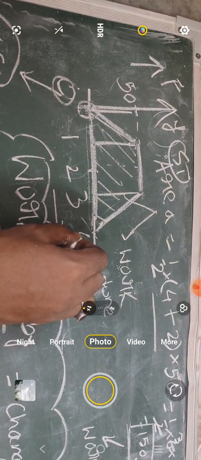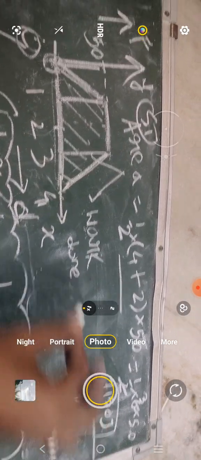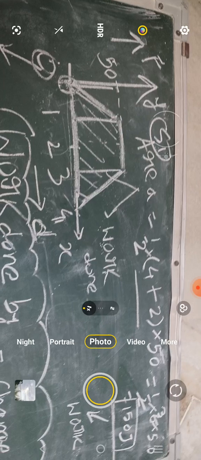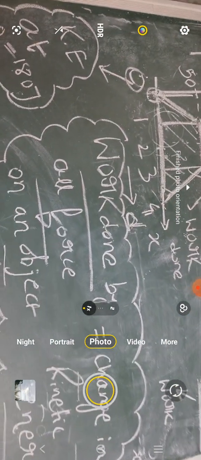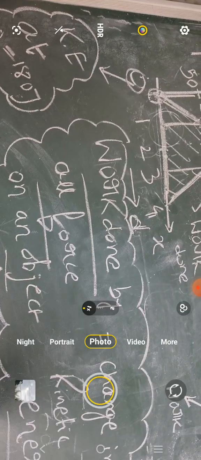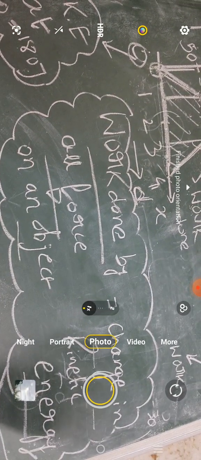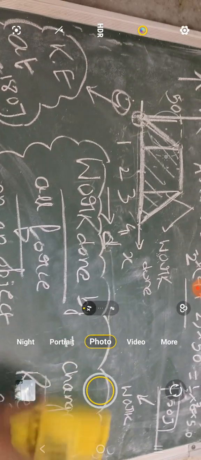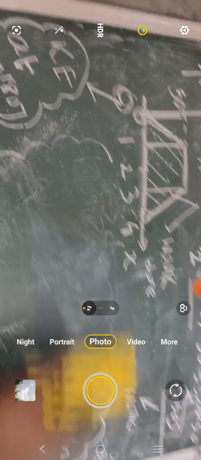How can we obtain it? As we have already got 150 joule of work done within this system, we'll apply the work energy theorem. What is the work energy theorem? Work done by all forces on an object equals change in kinetic energy. So let's solve it.